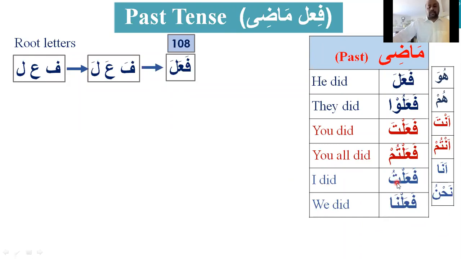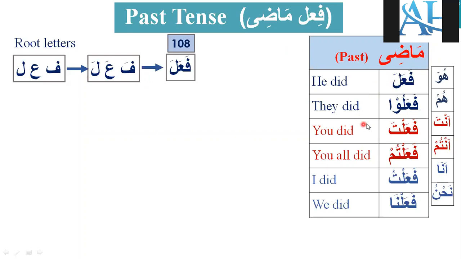Now I would ask Shifa to demonstrate with TPI, total physical interaction. Okay, go ahead, Shifa. فعل فعلوا فعلت فعلتم فعلت فعلنا. Translation. فعل means he did. فعلوا, they did. فعلت, you did. فعلتم, you all did. فعلت, I did. فعلنا, we did. So this table is very important.